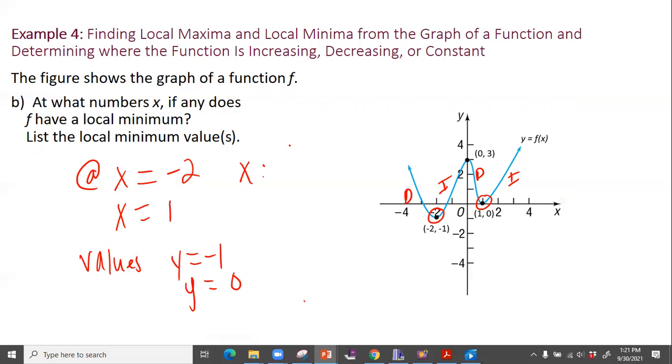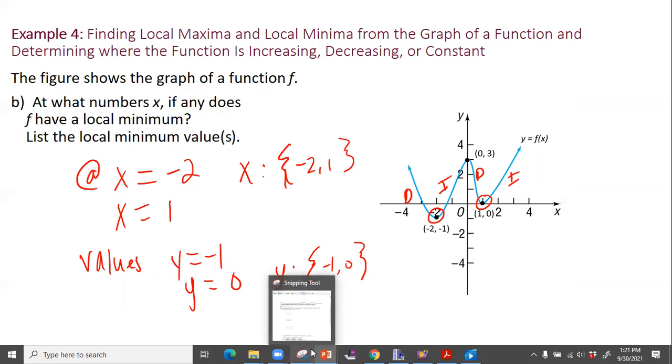If you wanted to, you can list it out as a set. So -2, 1. And Y is -1. Now, if I didn't have a point where it decreases and increases, then I would write NA, not applicable, or no solution, right? But I do have that point, so therefore you write that.